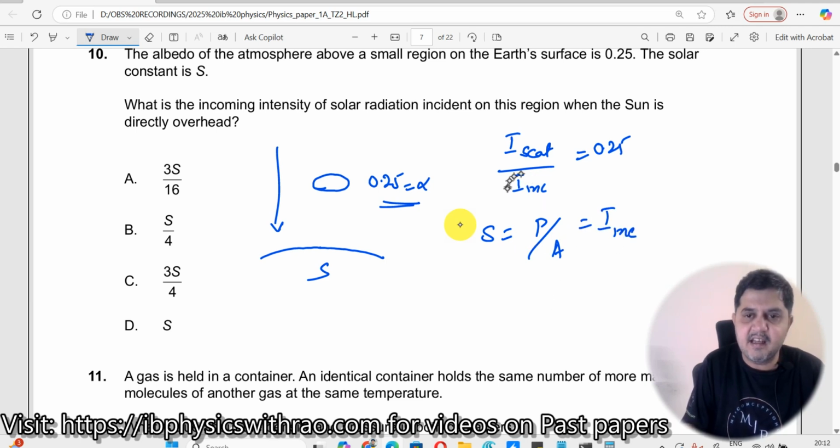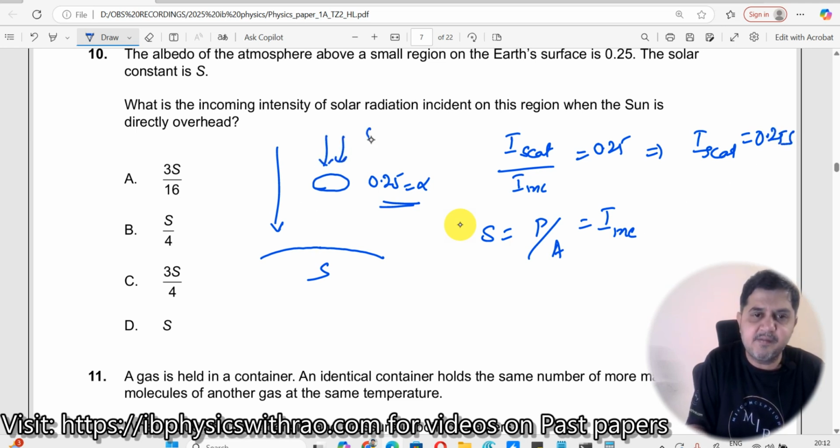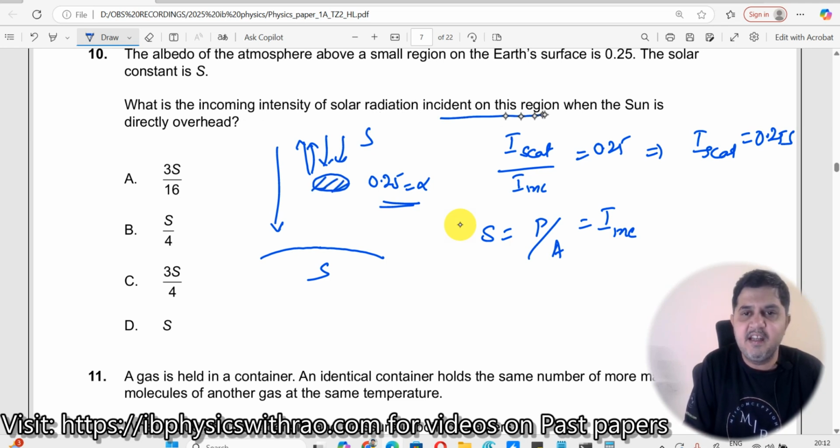Okay. So I can replace this one with S, which implies I scattered is equal to 0.25 times S, which means what? Some S value is coming in here, but unfortunately 0.25 S is now getting reflected. So what is the remaining over here? That's what is being asked here: the incoming intensity of solar radiation incident on this region. What is that incident on this region?